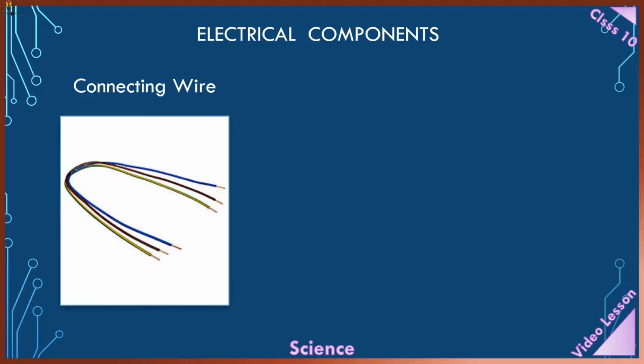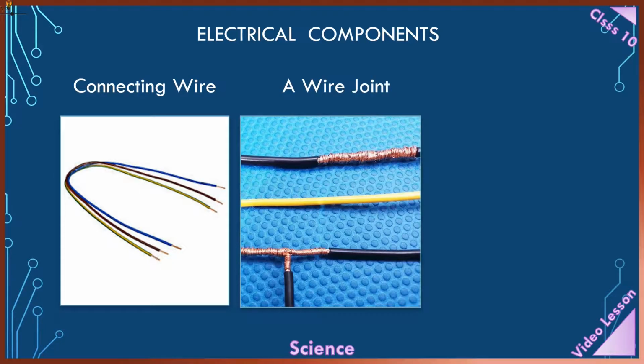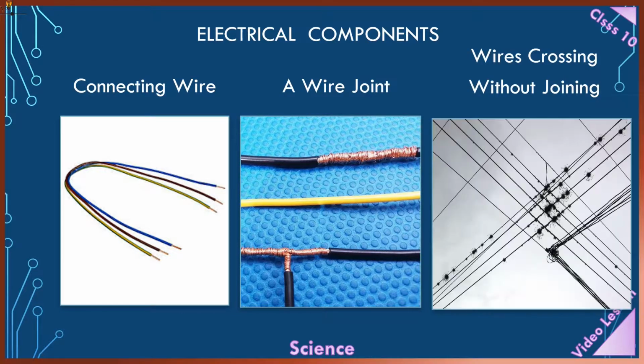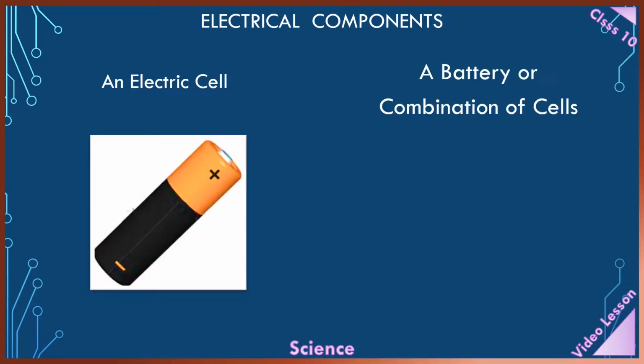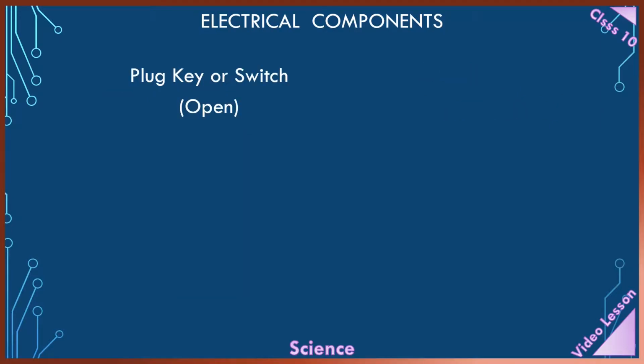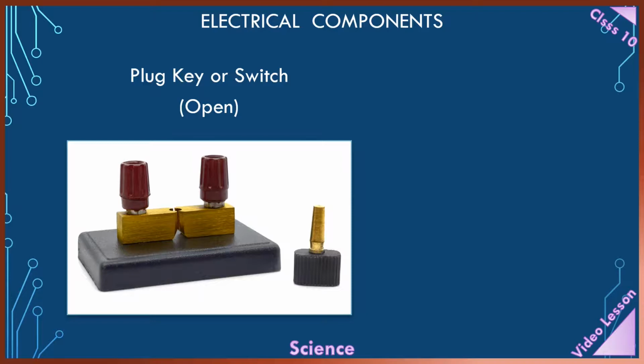Connecting wire. A wire joint. Wires crossing without joining. An electric cell. A battery or combination of cells. Plug key or switch open. When plug key is open, no current flows through the circuit.